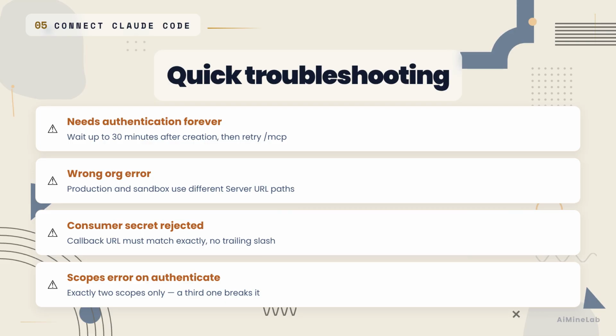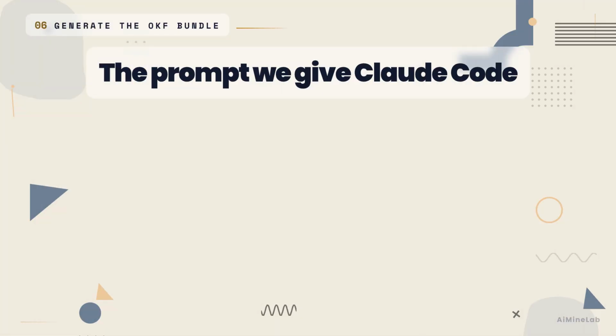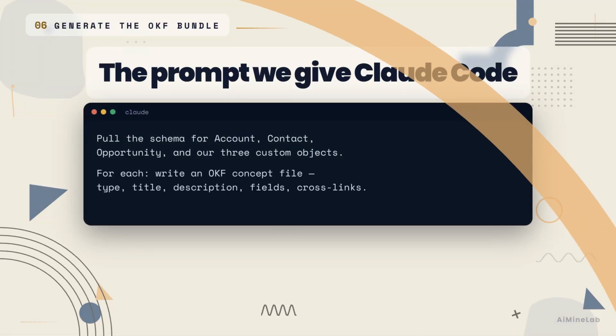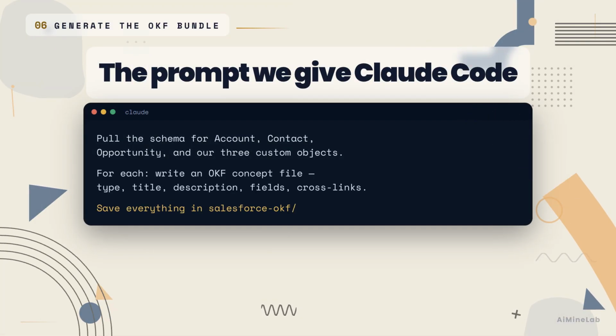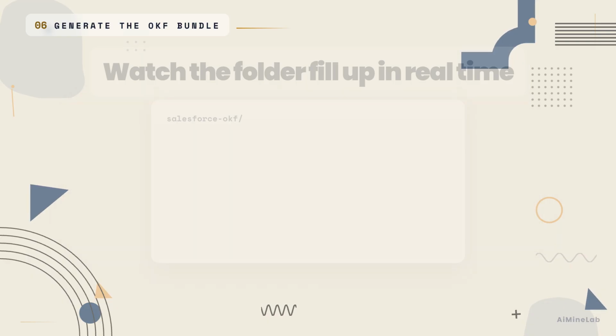Scopes error on Authenticate. The connected app must have exactly 2 OAuth scopes. A third one breaks the connection. Here is the prompt we give Claude Code, shown on screen in full. The key instruction: for each schema it pulls, write one OKF concept document with type, title, a plain language description, the field list, and cross-links to every related entity. Save everything into a new directory.